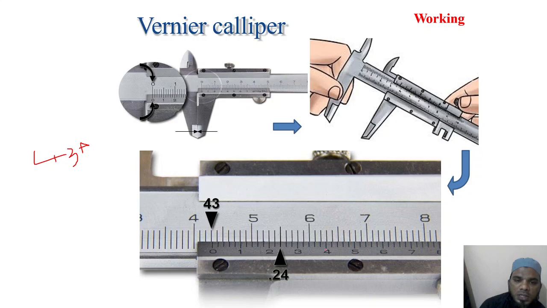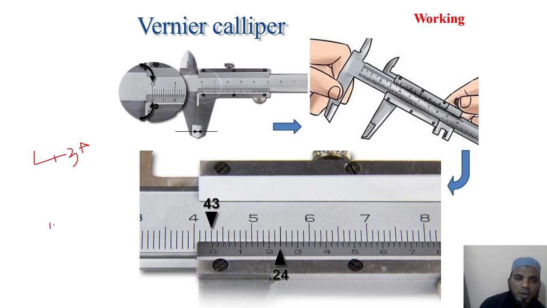What is that value? You have to check where the vernier scale reading and the main scale reading are exactly coinciding. If you see here, they are not exactly touching, but the nearest value to 0 is 43. You have to take that. After that, where the two lines are exactly coinciding with one another, it is like the 12th division. So like 0, 1, 2, 3, 4, 5, 6, 7, 8, 9, 10. So this is your 10 division, 11 division, 12 division.